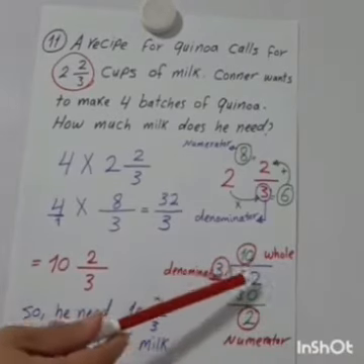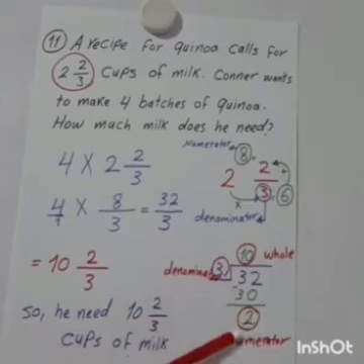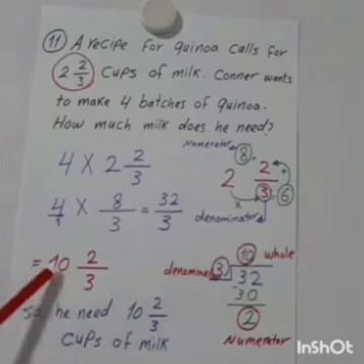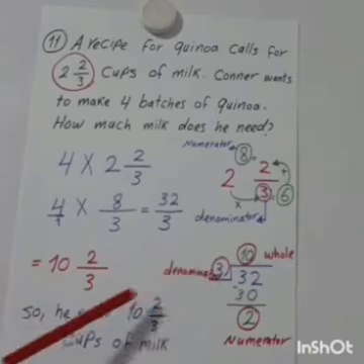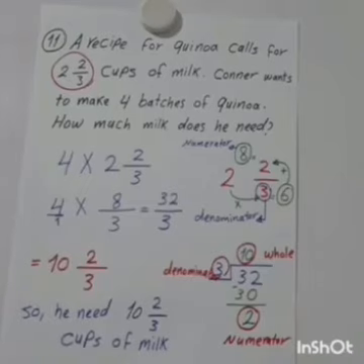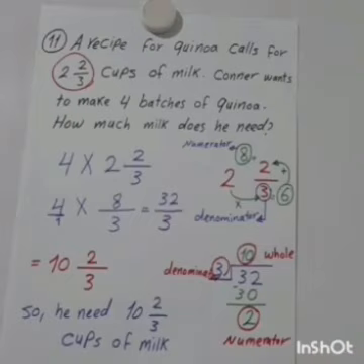So I have 10 times 3 equals 30. And make minus. 2 minus 0 equals 2. And then 3 minus 3 equals 0. I will not write it. So now the whole number is 10. The denominator, I will not change it, is 3. And the numerator is what I have left over, 2. So he needs 10 2/3 cups of milk.